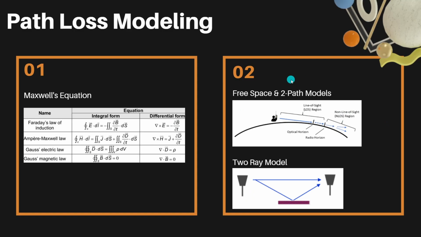Now let's move on to path loss modeling. The first one is Maxwell's equations. Maxwell's equations investigate the interaction between the electric field, E, and the magnetic field, H, which combine to become electromagnetic propagation. However, it is very difficult and impractical. Thus, simpler methods need to be used, which are the free space and two-path models, or the two-ray models.